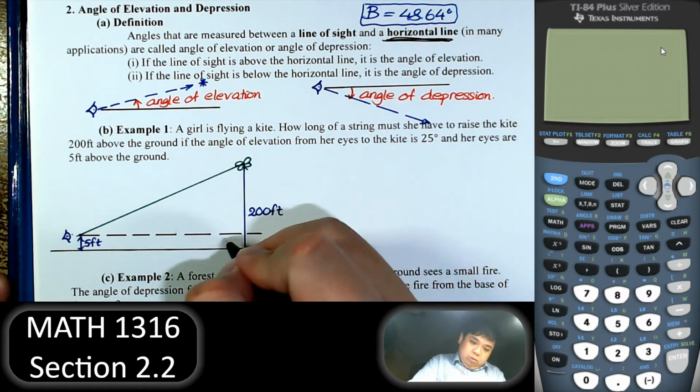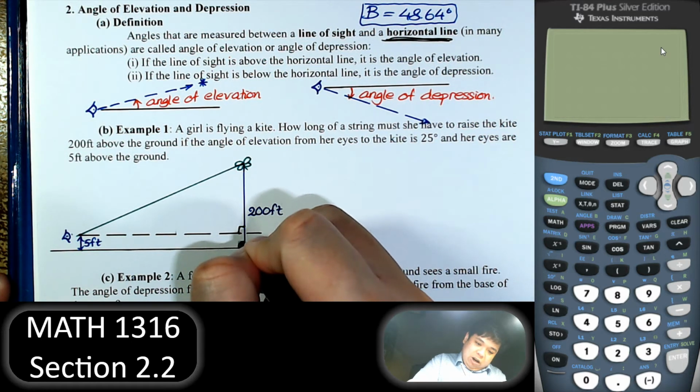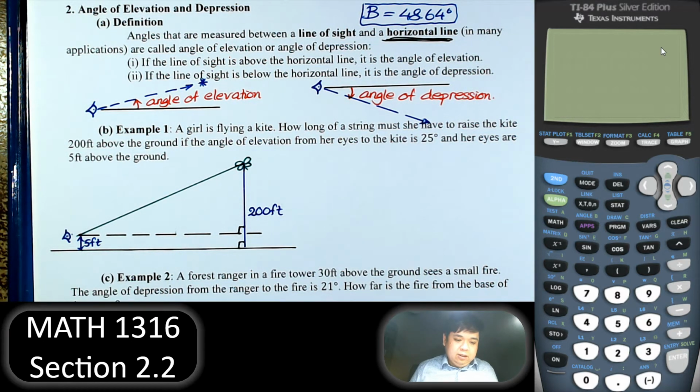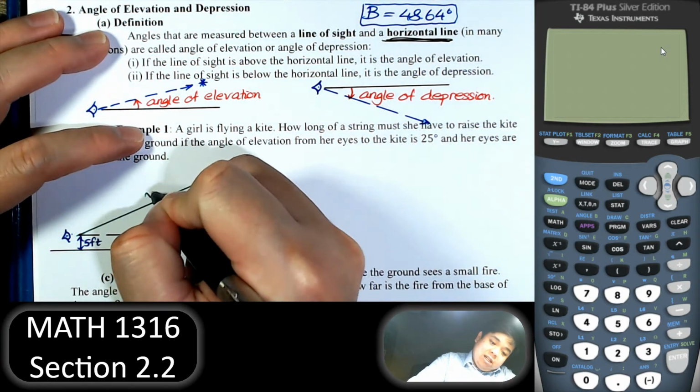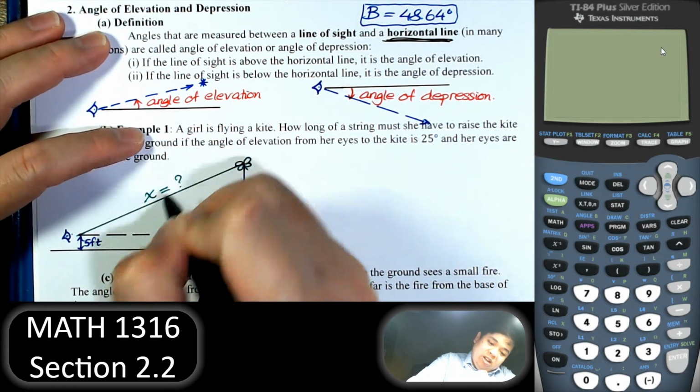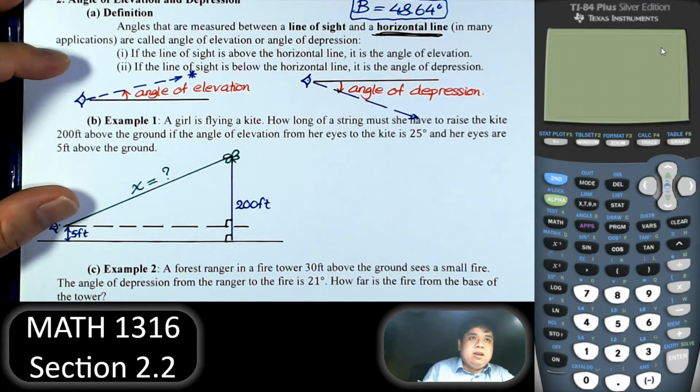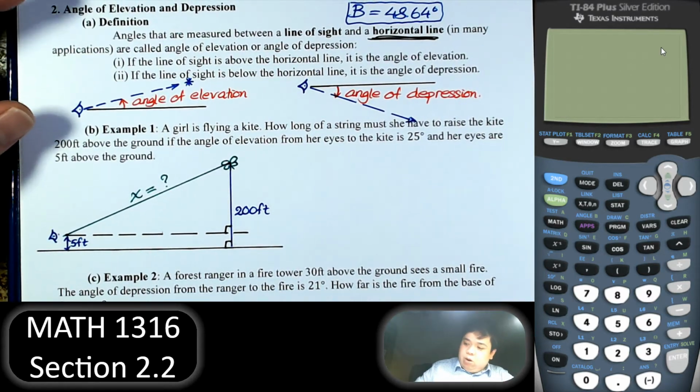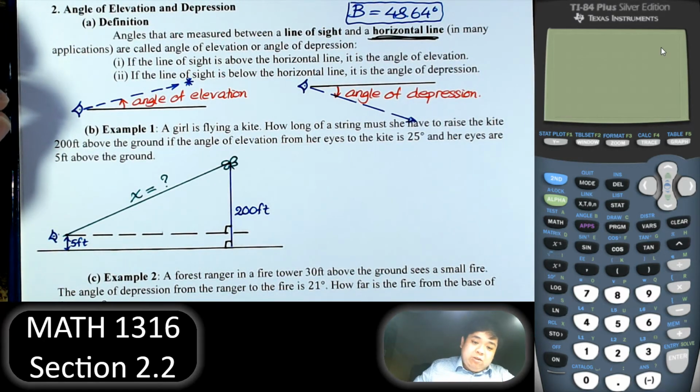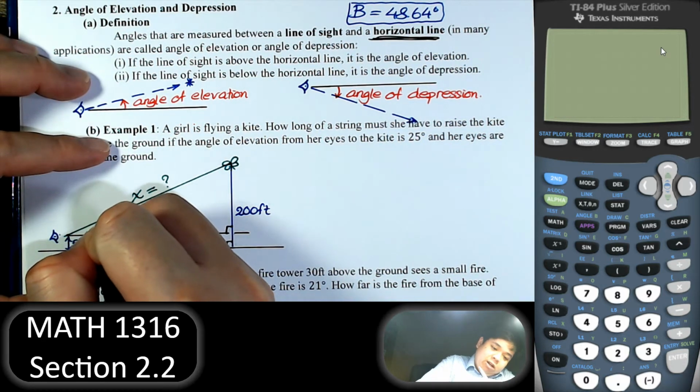And of course we assume that this is a right triangle. This is what we have. The question is, how long is the string? Let's say this is x. We don't know the length of the string. So we have the right triangle. Also, we know that the angle of elevation is 25 degrees.